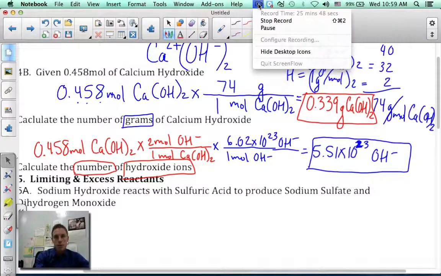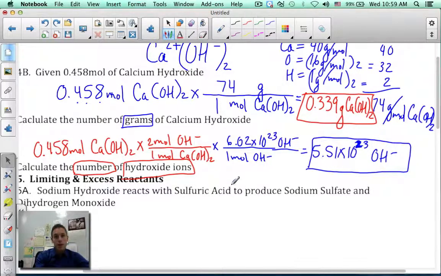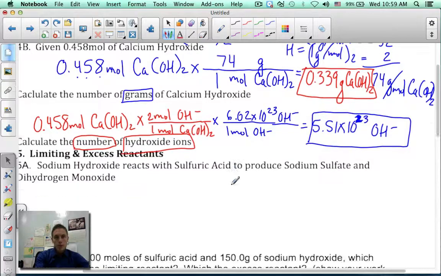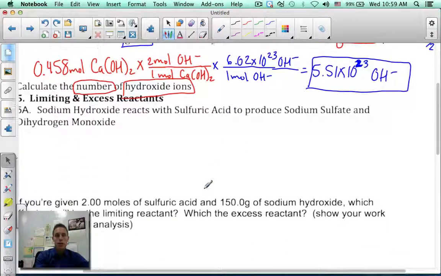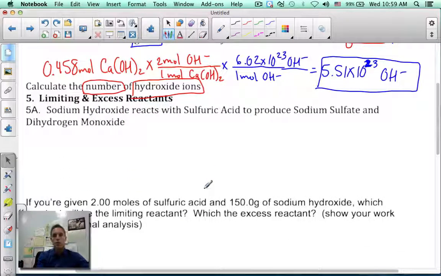I'm going to check the time here. We're at 25 minutes, a very long video. I'm going to stop this video and I'm going to go on to the limiting and excess reactant on another video just to make sure that I don't lose my data.